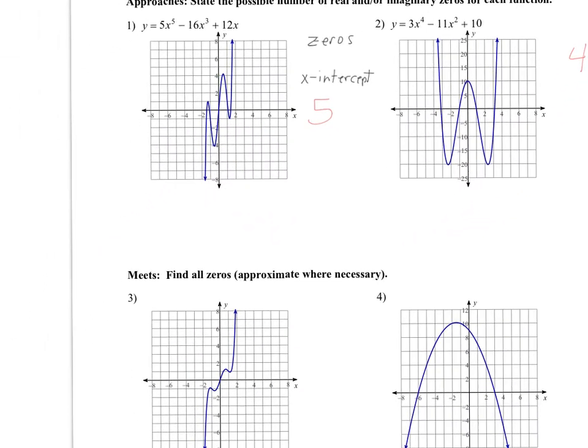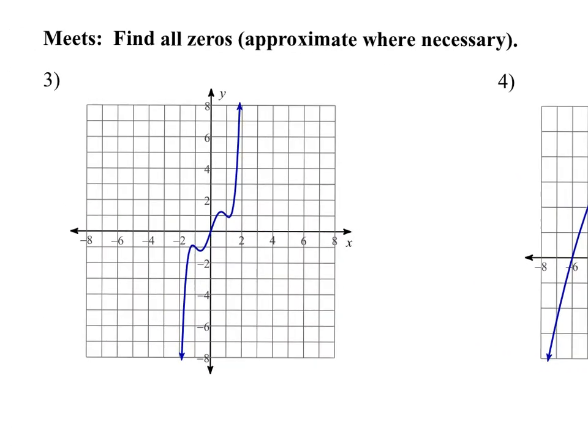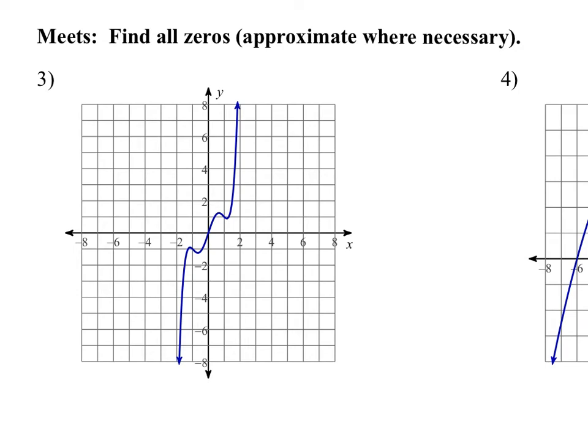All right, zoom out. Let's get into here now. So now we have no equation. It just says find all zeros, approximate where necessary. So here's number 3. And in this case, we don't know what the equation is. I'll tell you what though, I know it has one actual real zero right here.